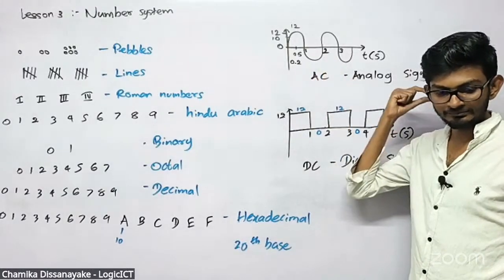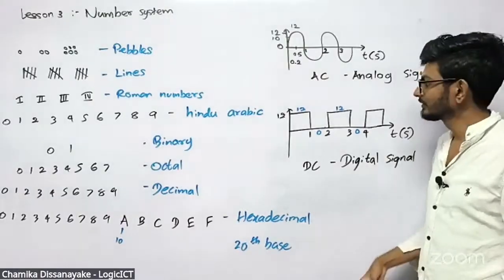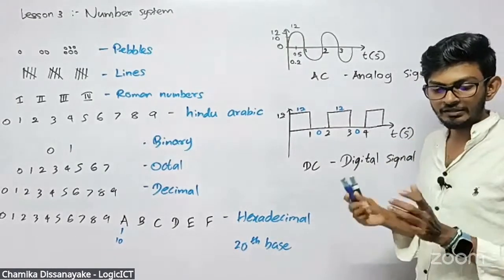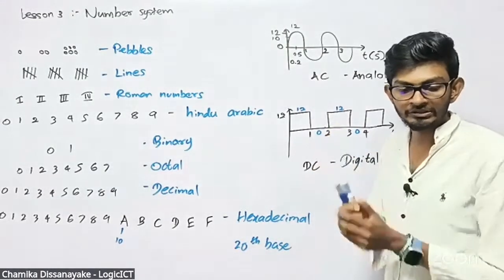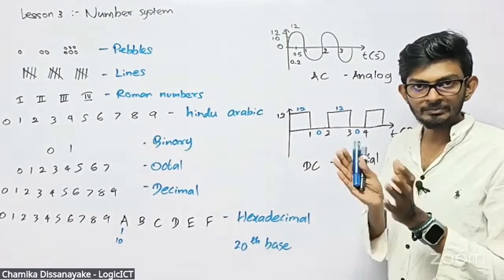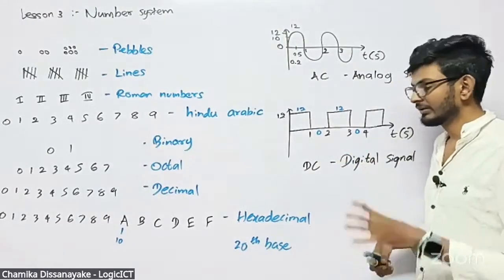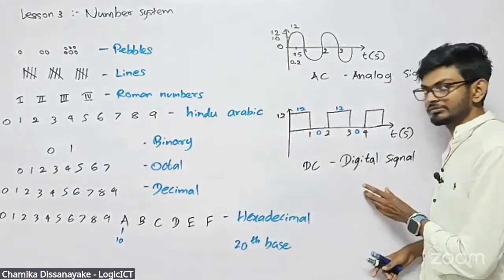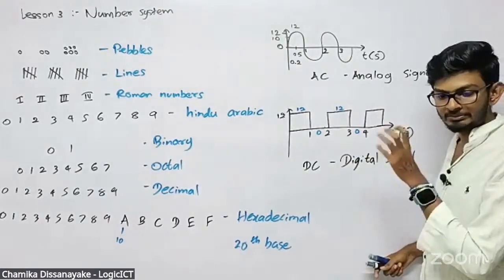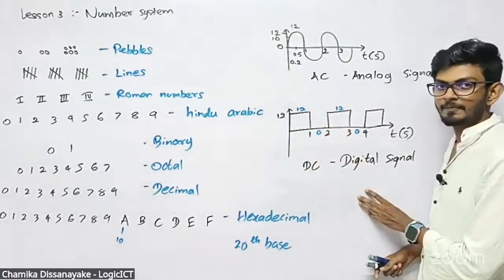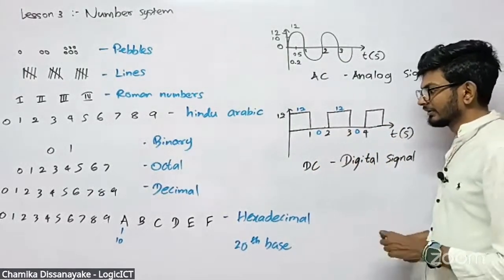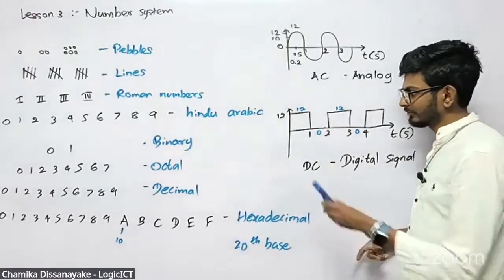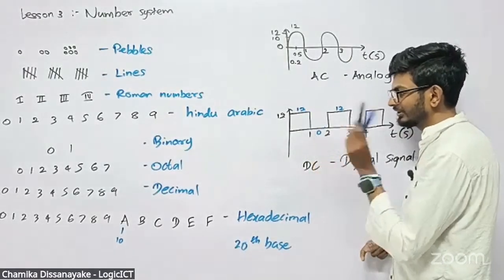So the thing is, guys, as I told you, our computer is an electronic device. That means our computer is using direct current. Here you can see there are only two states, 12 or 0.